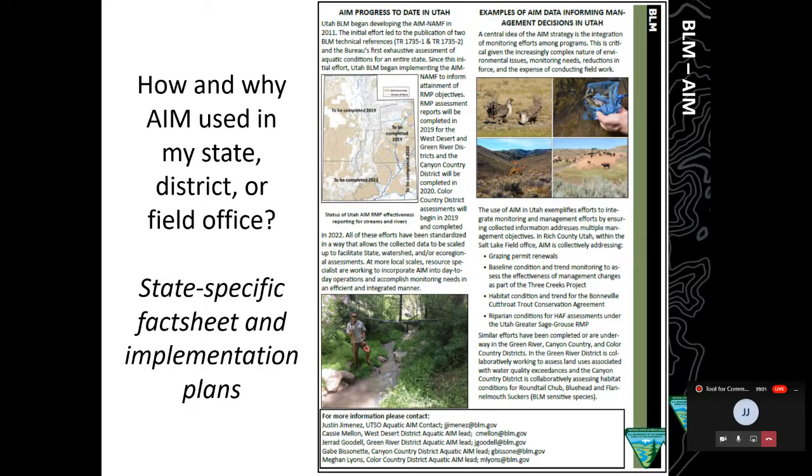Some examples are to assess RMP objectives, establish baseline conditions, identify stressors, conduct land health standards, and also assess some of our restoration effectiveness. We also use it to help build our program, the Aquatic Habitat Management Program in Utah. This is a key component. The Aquatic AIM is key to our program, and it's a very important component of it.